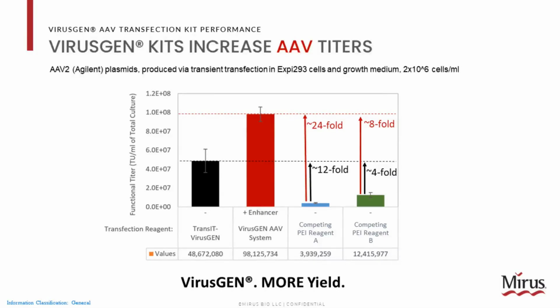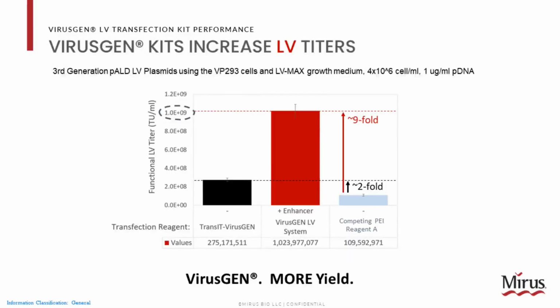VirusGEN yields higher AAV titers than competitors standing alone, and by logarithmic orders using the enhancer. For lentivirus, titers are 2 to 9 times higher, either using VirusGEN or VirusGEN plus the enhancer, respectively.